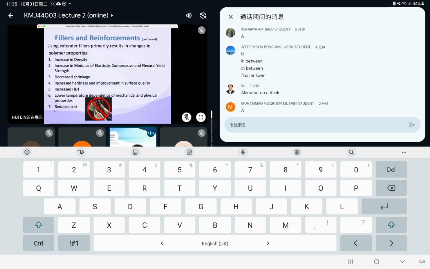All these are some of the examples. If we add the fillers, then it will help us in increasing certain properties. It depends. And I will say the strength, regardless, is about reinforcement, so I will not repeat this. High HDT is high heat deflection temperature. Let me check what is the meaning of HDT. Sorry, kids. HDT.